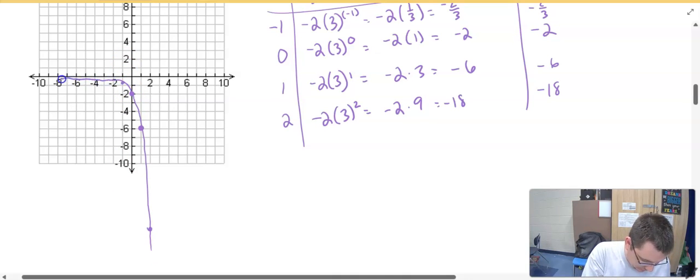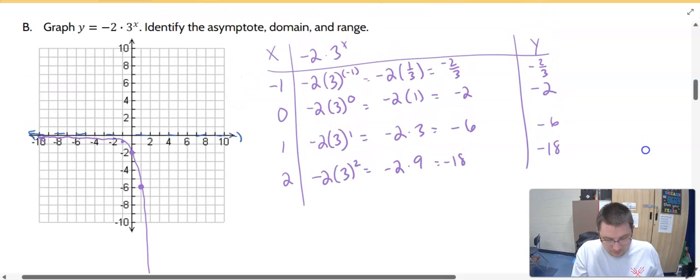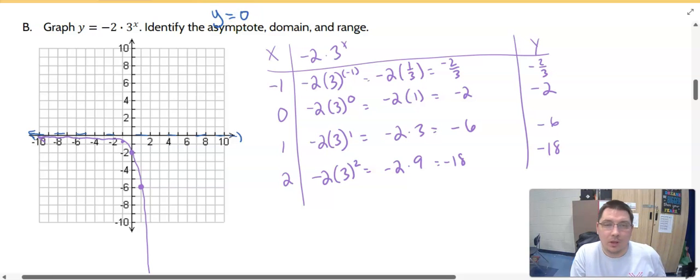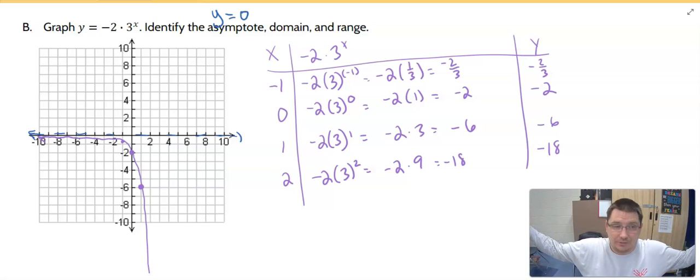And again, it's going to get really close to that x-axis the further we go out. But that asymptote here is stopping it from crossing the x-axis again. And so when we look at our asymptote, domain, and range, our asymptote is still that x-axis at y equals 0. Our domain is going to be all real numbers again. It goes from negative infinity to positive infinity.